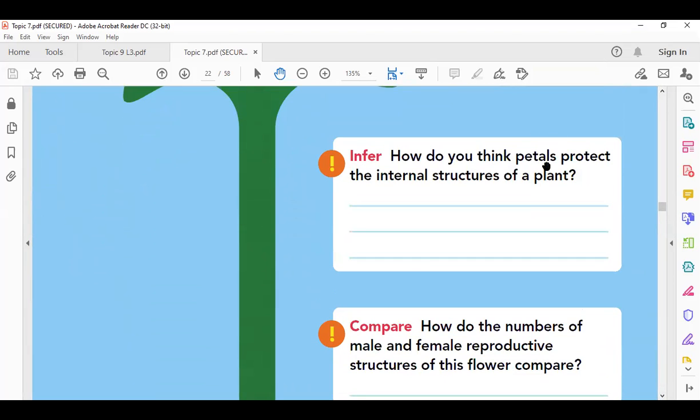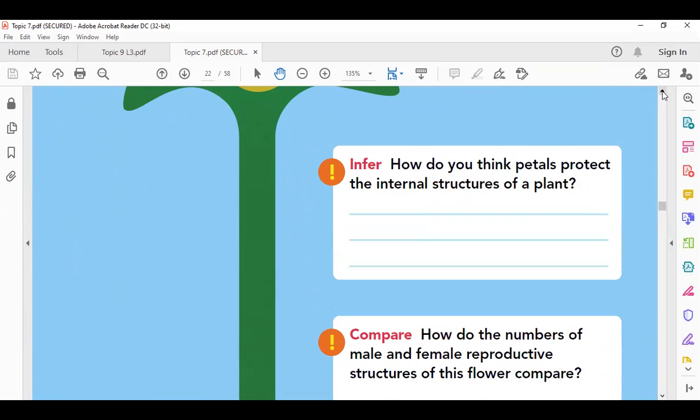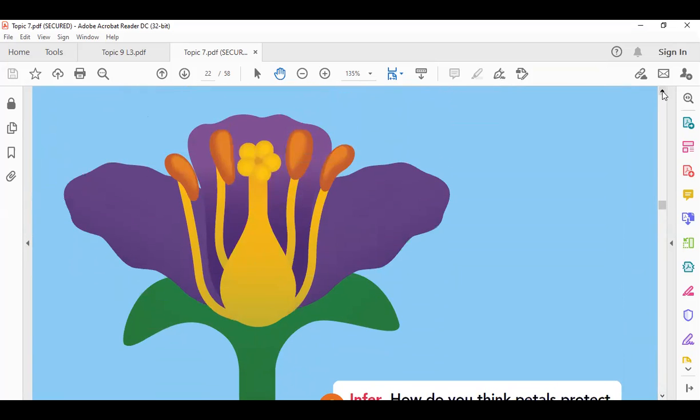How do you think petals protect the internal structures of the plant? You have to solve this question. How do you think petals protect the internal structure of the plant? Yes, the petals, these ones.